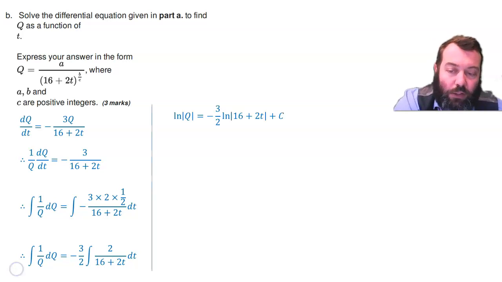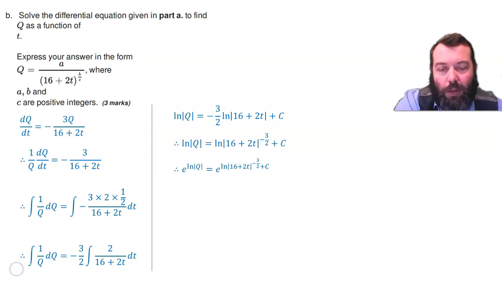So, integrating these things, we end up with the log of the absolute value of q equals negative 3 over 2 times the log of the absolute value of 16 plus 2t, plus some constant. Now, e to the power of both sides is a bit of a problem there because it's not a straight up log, we've got a multiple of a log. So I'm going to use my log laws and take that negative 3 over 2 and make it the exponent, the power, if you like, of the 16 plus 2t. So we've got this. Now I can do e to the power of both sides.